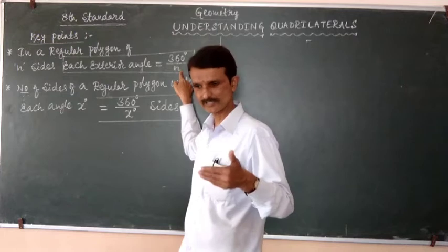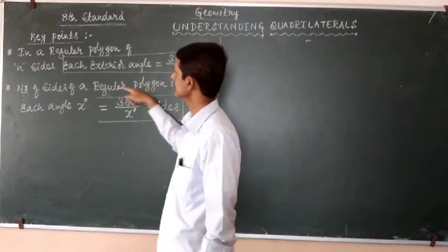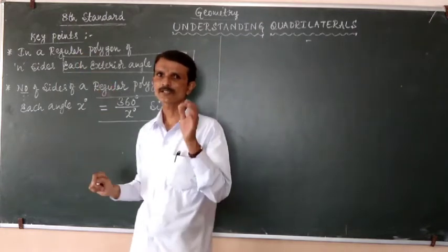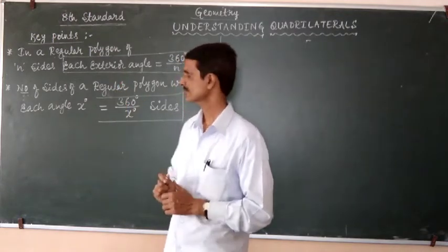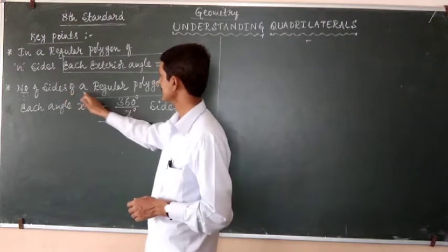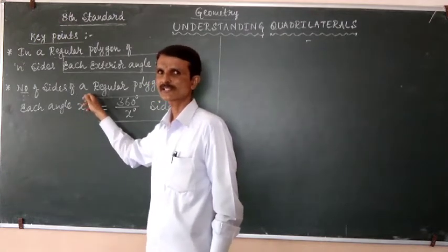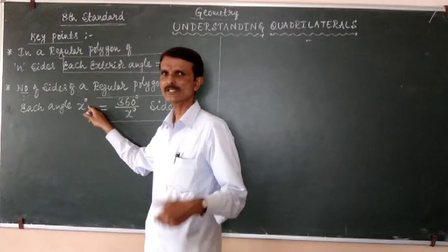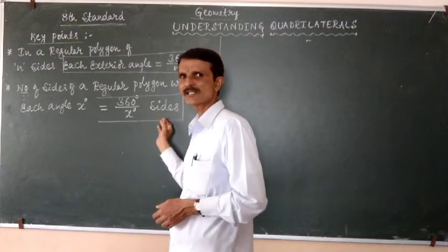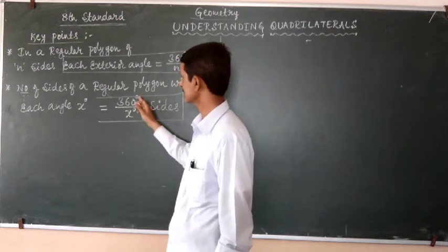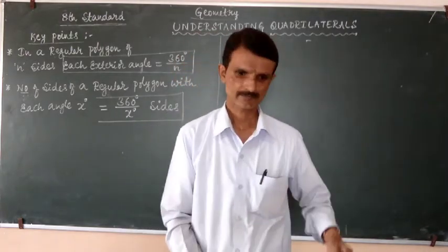So if we know the number of sides, we can calculate each exterior angle of the regular polygon, not for all types of polygon. It holds good only for the regular polygon. Similarly, for the number of sides of a regular polygon with each angle equal to 60 degrees, since it is a regular polygon, each angle will be equal. If they have given the angle, we can calculate the sides of the given polygon by using 360 by x degrees. Now students, we shall see the problem of the next main.